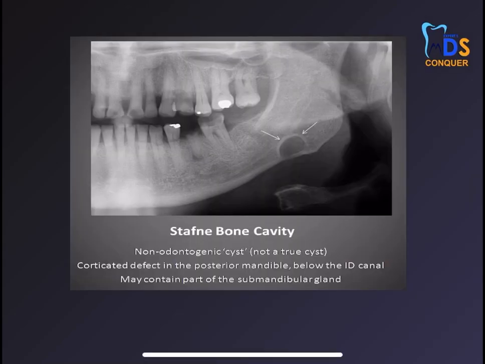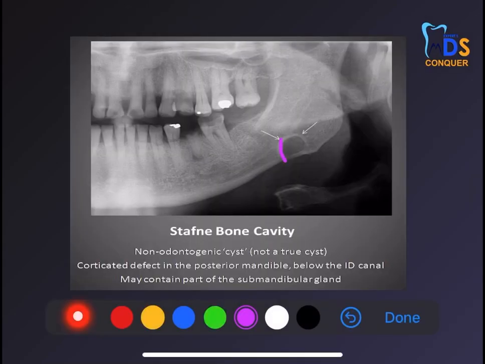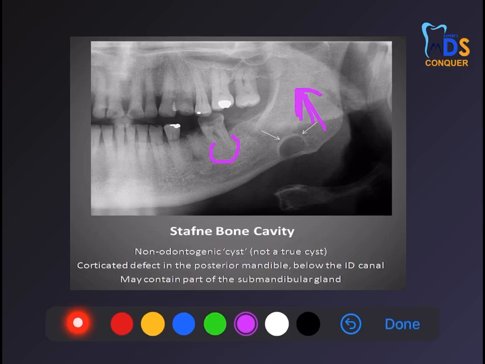Next, if you see, this is a Stafne's bone cavity, which is not a true cyst. It is seen below the inferior alveolar canal and it contains a part of the submandibular gland. So it is actually a defect in the posterior mandible and it is present below the inferior alveolar canal or below the mandibular canal, and if it increases in size then it displaces the canal superiorly, whereas other cysts which are odontogenic in origin displace the canal inferiorly, whereas Stafne's bone cavity, if it increases in size, displaces the canal superiorly, right?